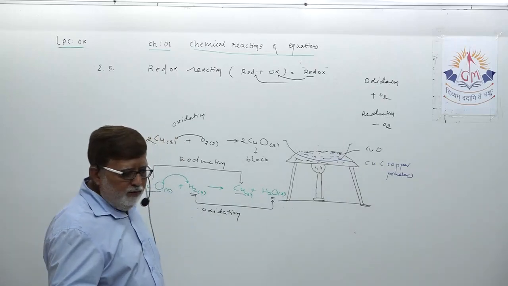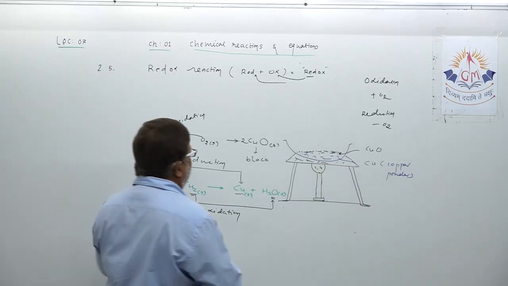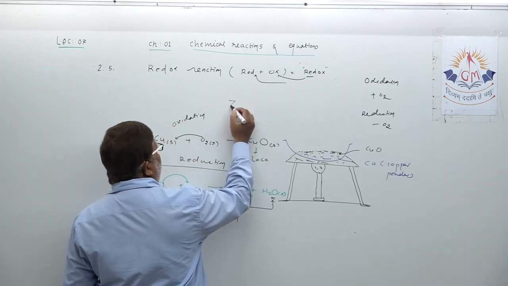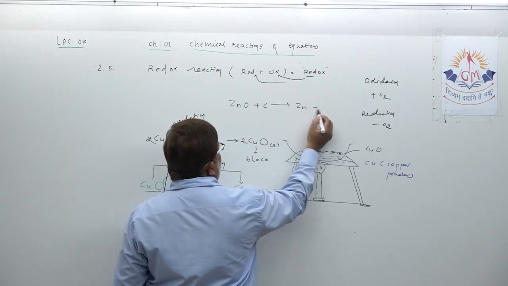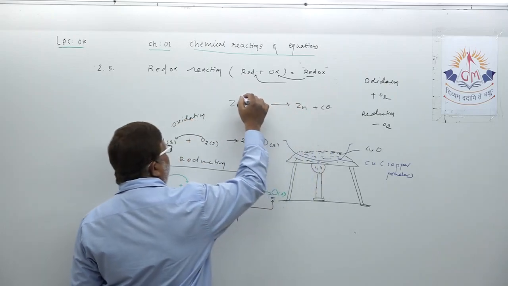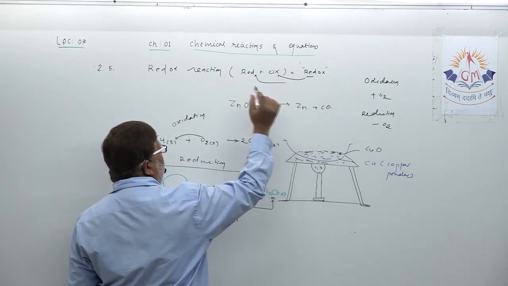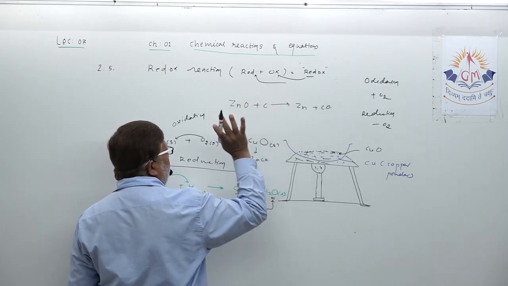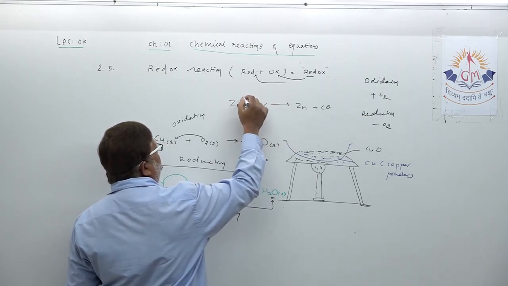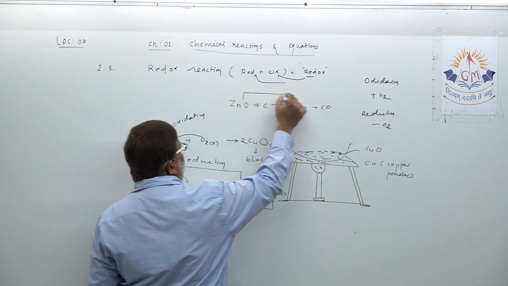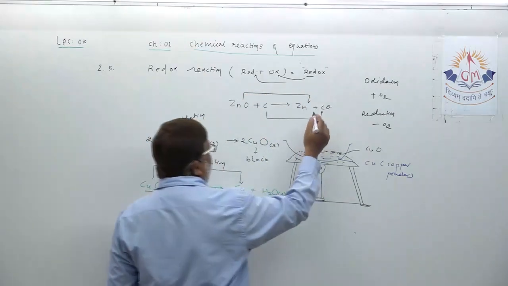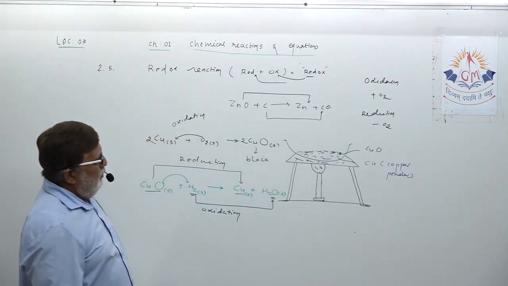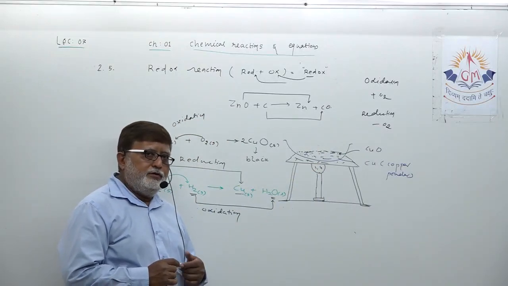Such a reaction was once asked in the board exam, dear student. They gave an equation ZnO plus C gives Zn plus CO, and asked in the following chemical reaction which substance is oxidized and which is reduced. So you can understand now, zinc is reduced and carbon is oxidized. So this is a redox reaction.